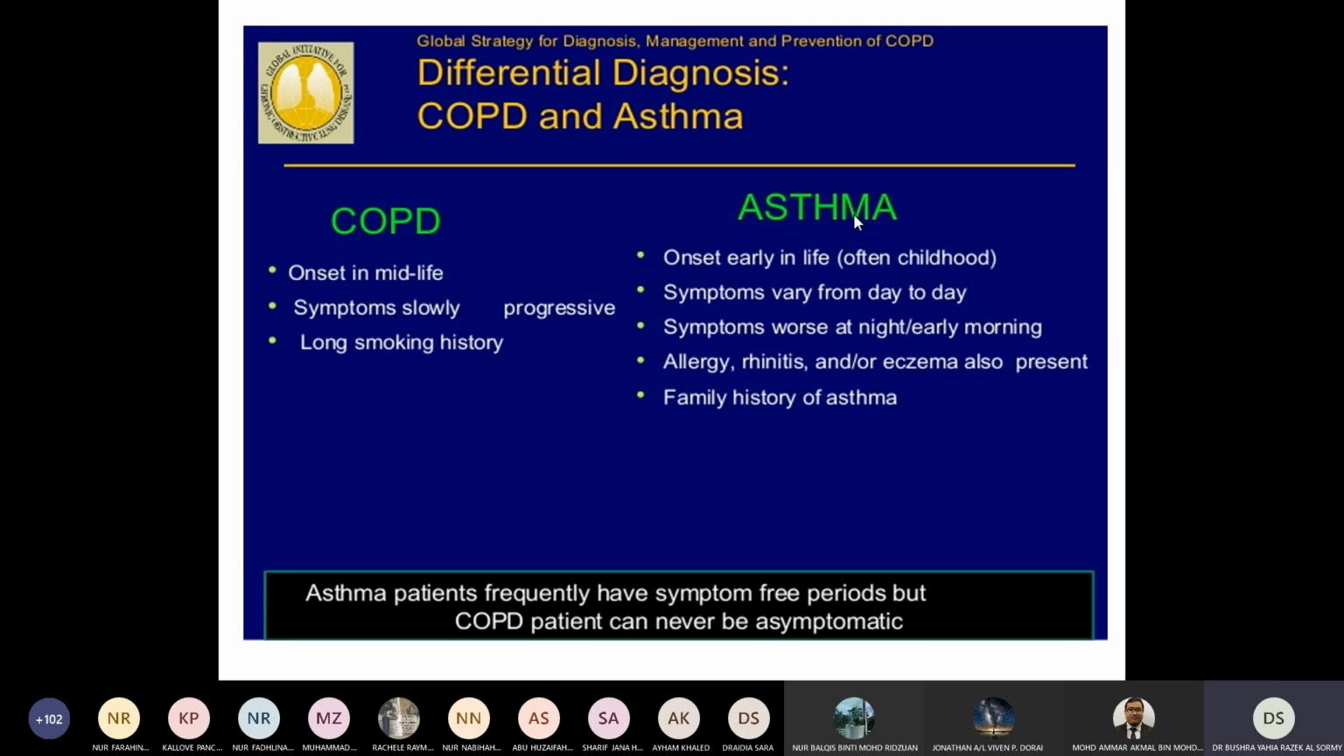The comparison between COPD and asthma. Onset in midlife, symptoms slowly progressive.